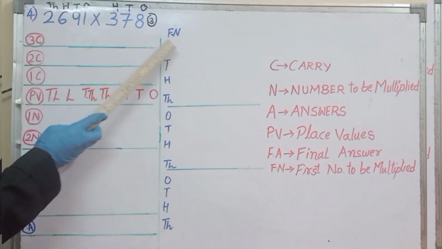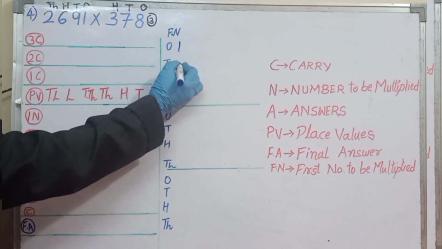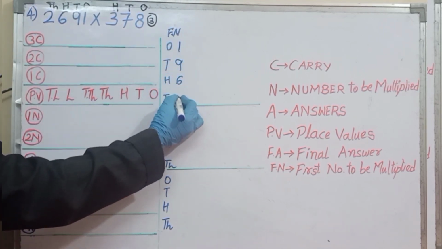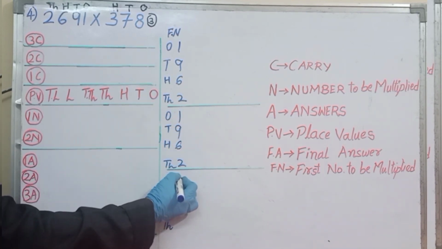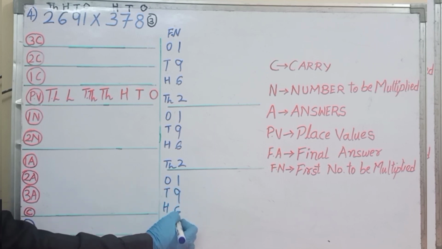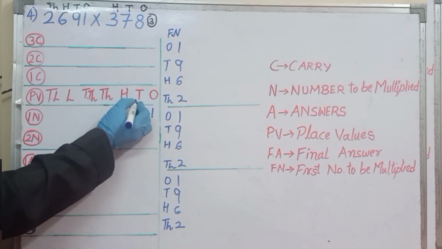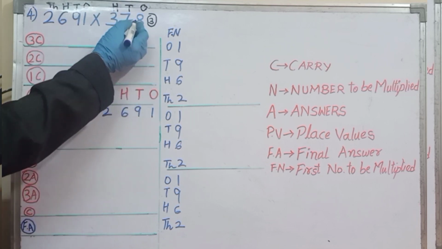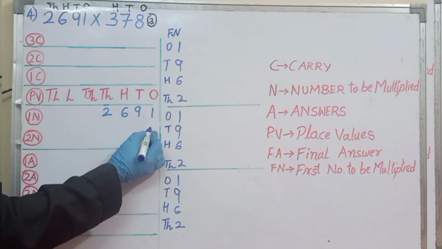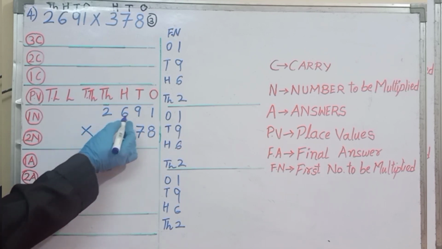Now I will copy this number here 3 times. So 1, 9, 6, 2. 1, 9, 6, 2. 1, 9, 6, 2. Now first number should be written here also. So I'll copy the question, 1, 9, 6, 2. We have to multiply with 378. So in ones place I have 8, then 7, then 3. Now we will multiply these two numbers.